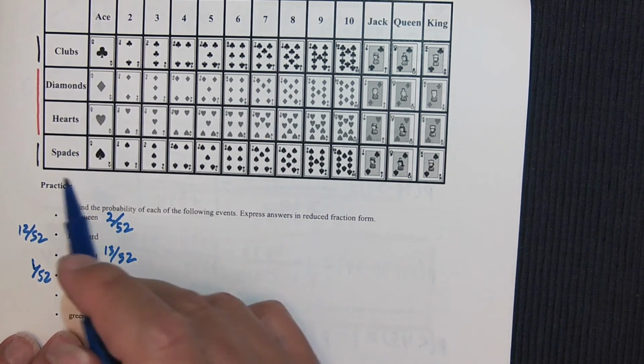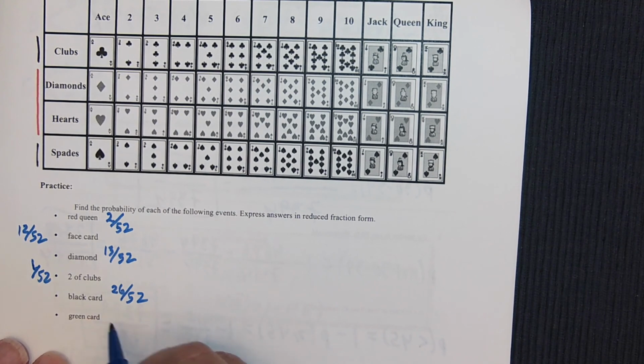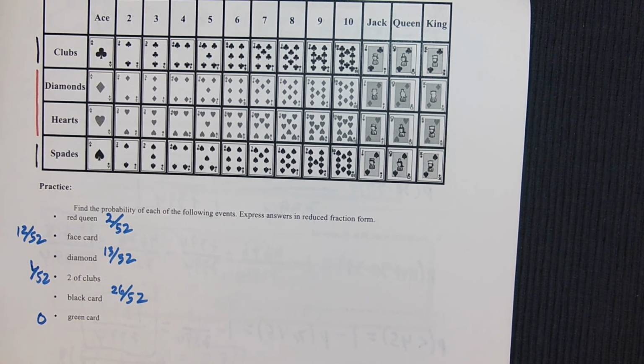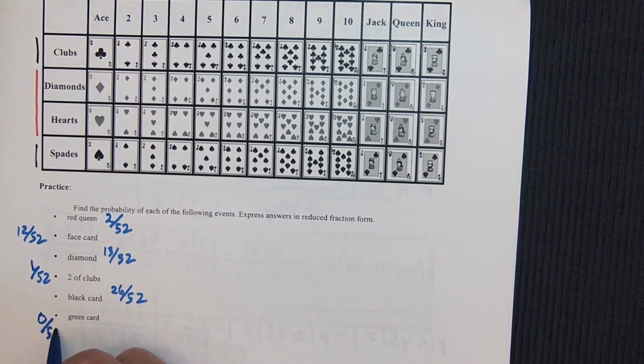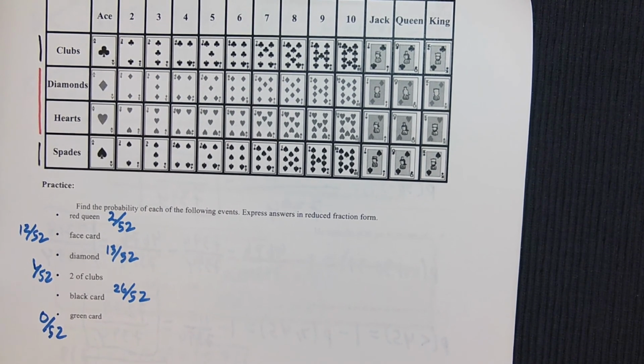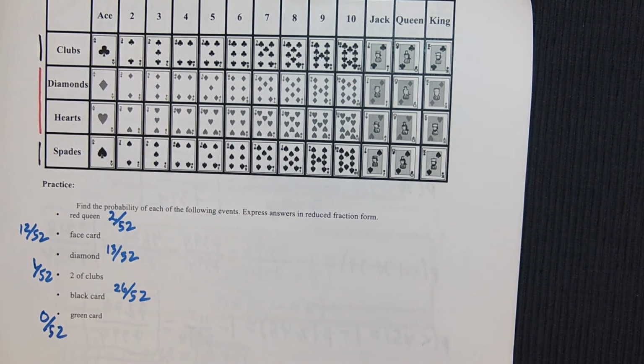And a green card, none of these are green. So this has a probability of 0. Or you could say 0 out of 52 to keep the denominator the same. Whew, we made it. So that's the end of section 1.